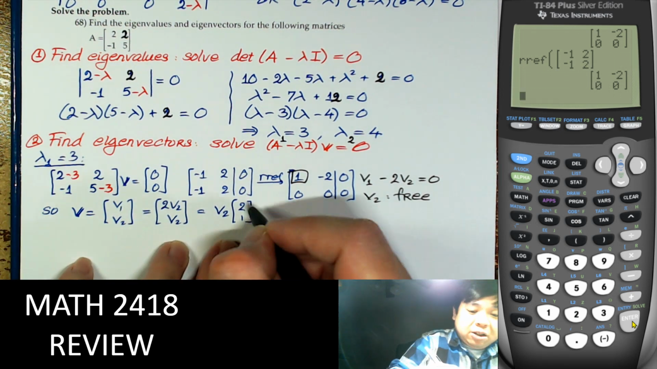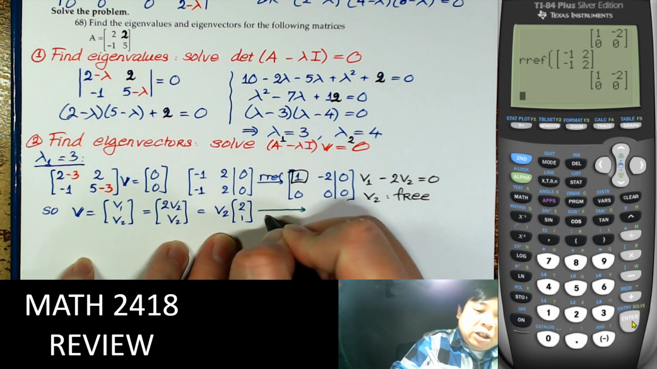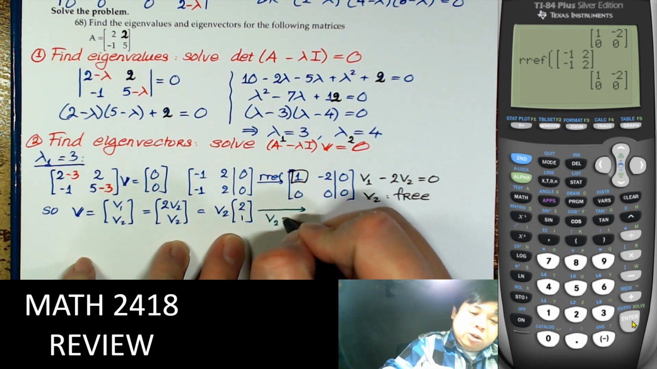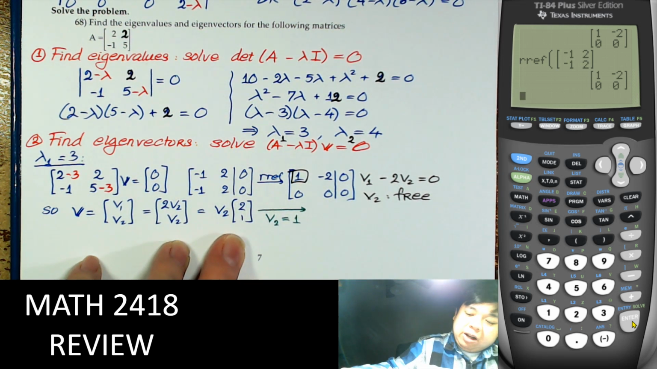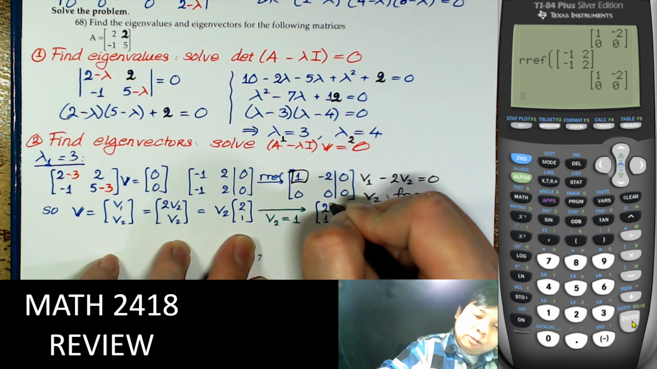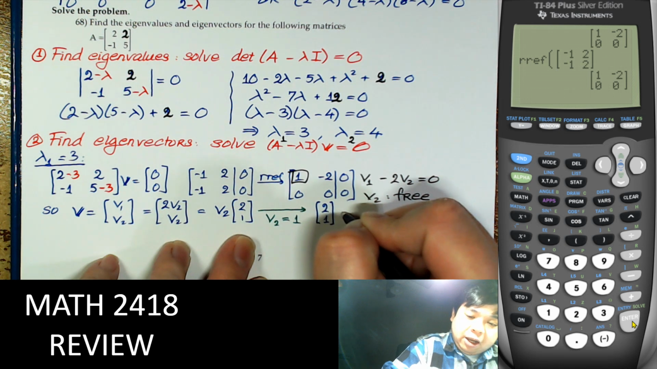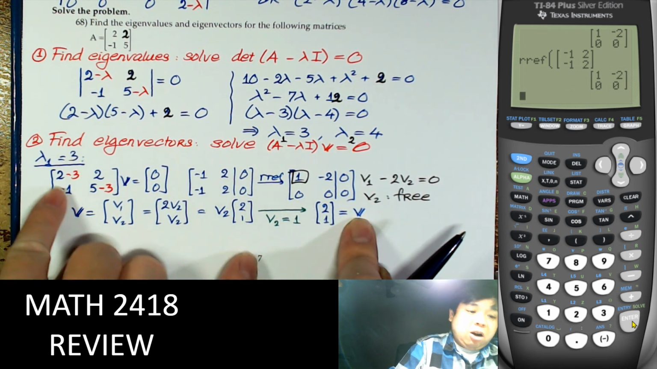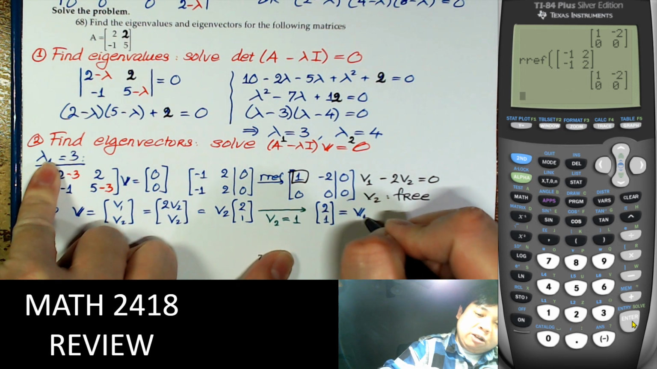And usually after this stage we just choose v2 to be something so we have the vector that is nice and even. So we just choose 1, so we have the vector of 2 and 1. And that is the vector v, the eigenvector corresponding to this eigenvalue, so just call that v1.